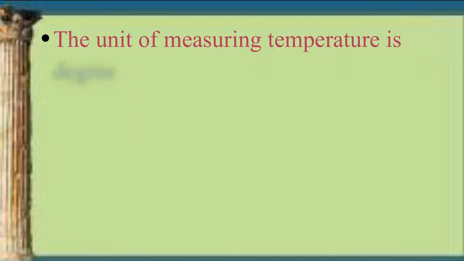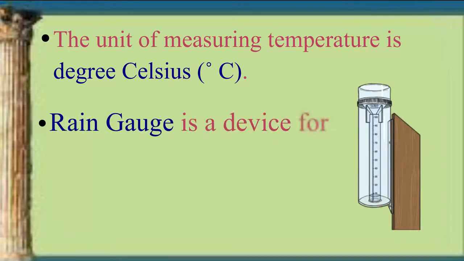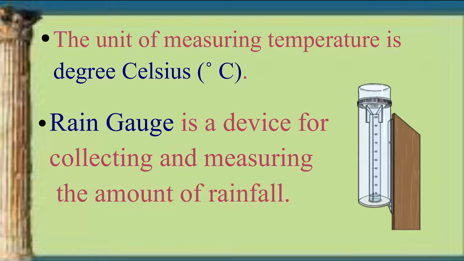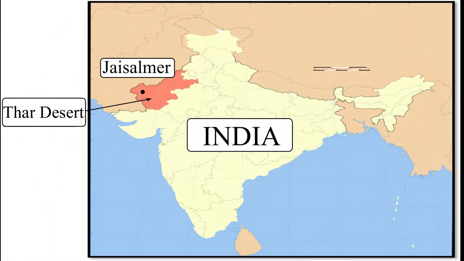The unit of measuring temperature is degree Celsius. Rain gauge is a device for collecting and measuring the amount of rainfall. Masinram in Meghalaya receives the heaviest rainfall in India and also in the world. Jaisalmer in Rajasthan receives the lowest rainfall in India.